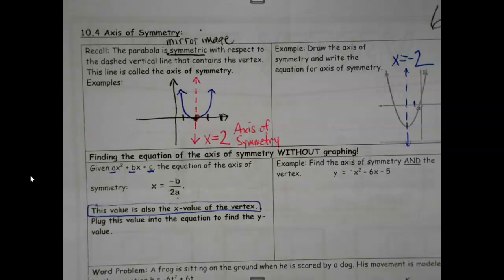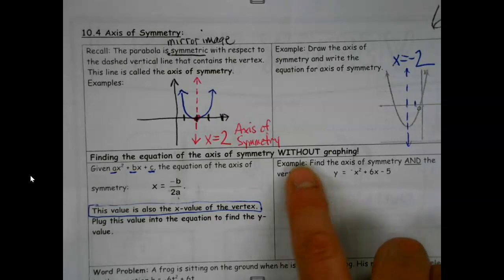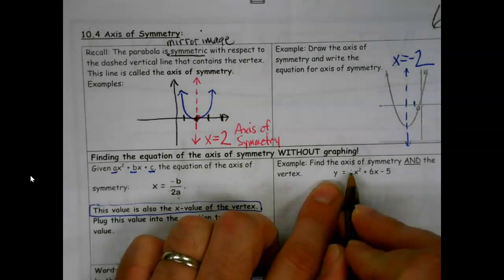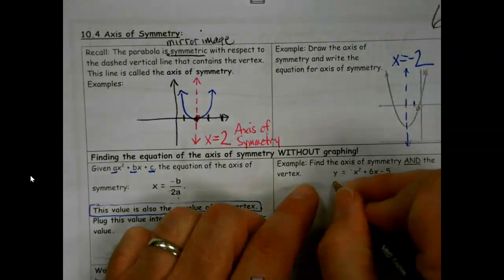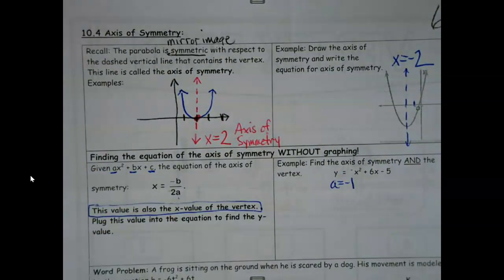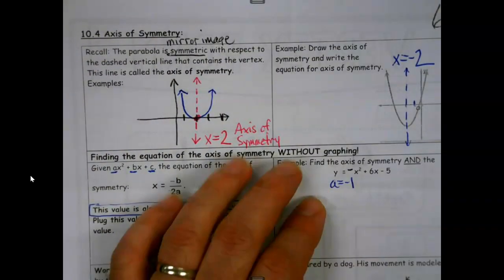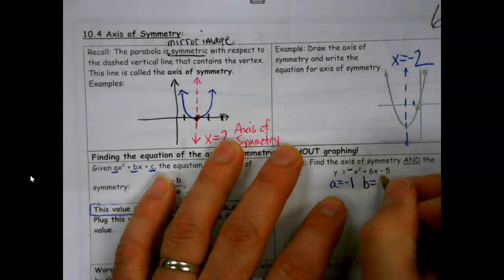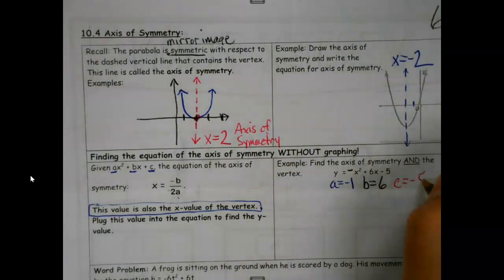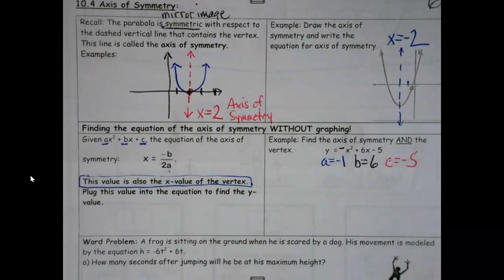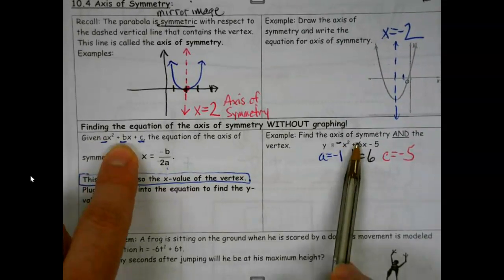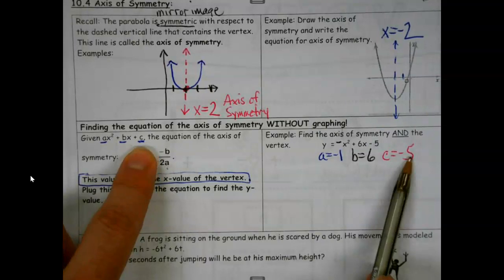So, for instance, without graphing, find the axis of symmetry and the vertex. First thing, yes, that is a negative there. So my a would be -1. Wish we'd had that negative a little bolder. We'll make it so. My b is 6. And if I needed c, I'm going to go ahead and label it. My c would be -5, because I'm just following along: the number in front of x is b, and the number hanging out on its own is c.